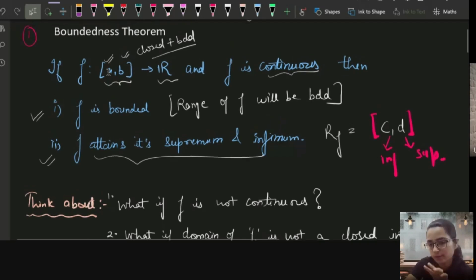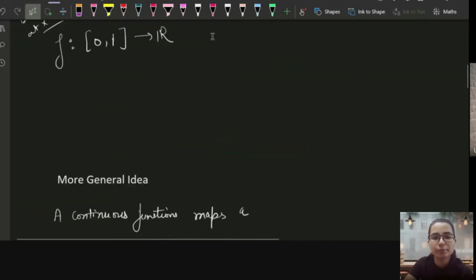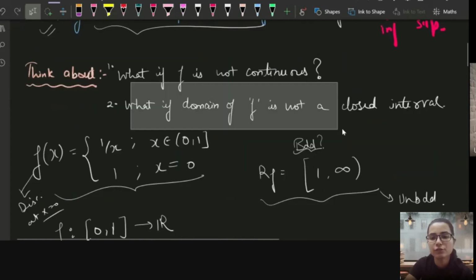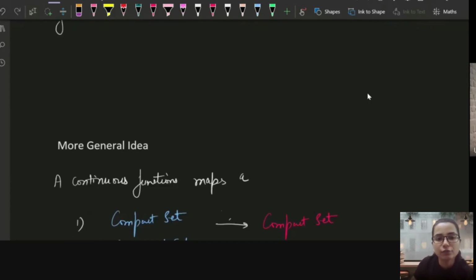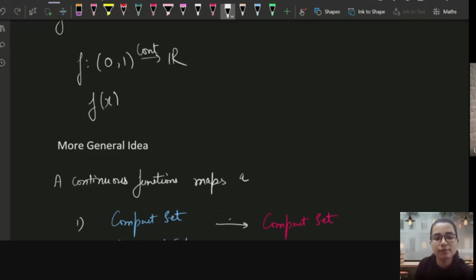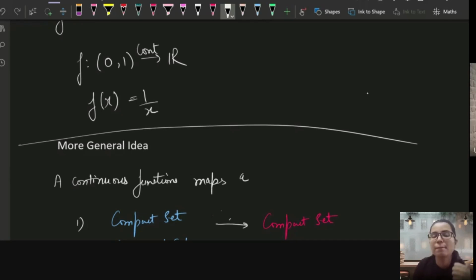And if you remove the condition of closedness here, and I keep the condition of continuity, what if the domain of F is not a closed interval? So I'm removing the condition of closedness here. Let me define a function from open 0, 1 to R. Let me define a continuous function here with a similar kind of example: F of x is equal to 1 by x. This function is continuous, but again, the range set of this function is unbounded.